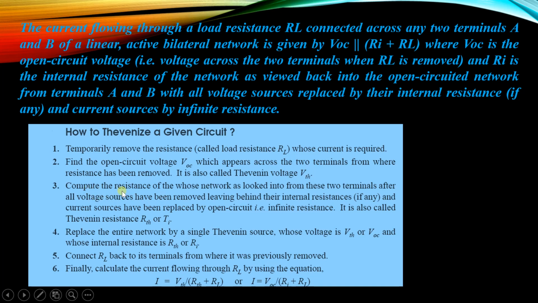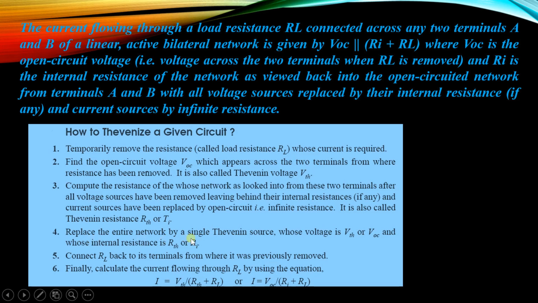Third, compute the resistance of the network as looked into from these two terminals after all voltage sources have been removed, leaving behind their internal resistances, and current sources have been replaced by open circuit, that is infinite resistance. It is also called the Thevenin resistance. Means in step 2 we find the Thevenin voltage, and in step 3 we find the Thevenin resistance.